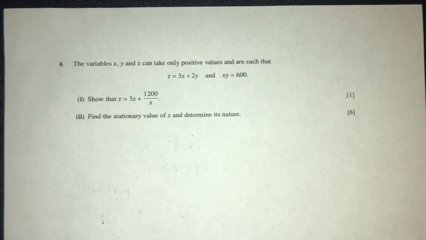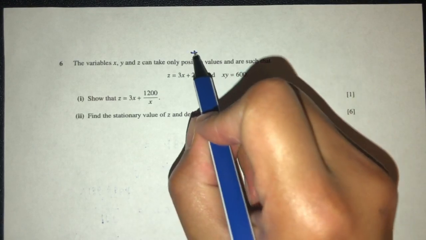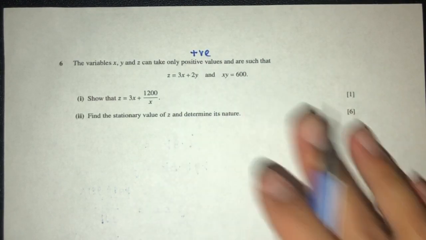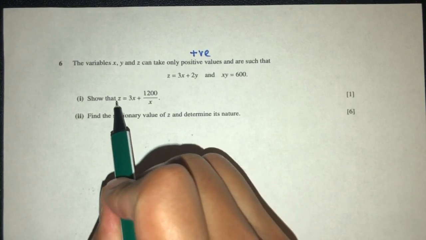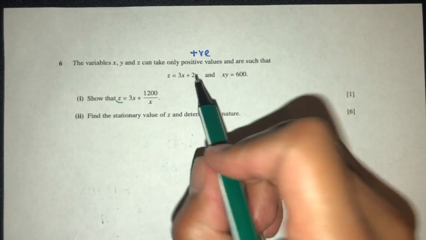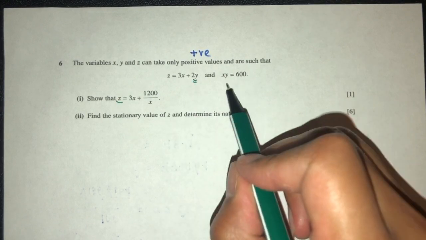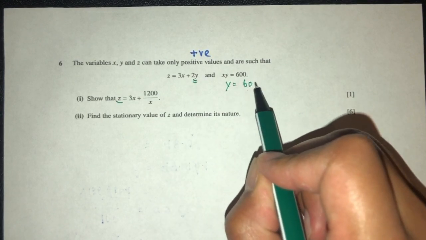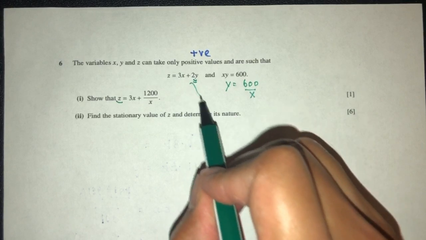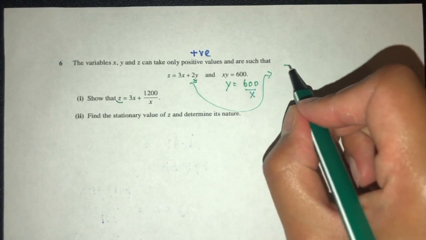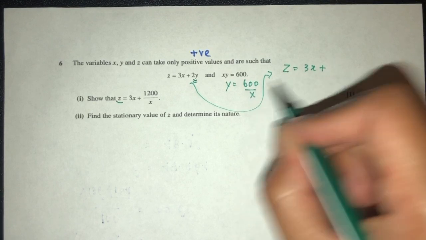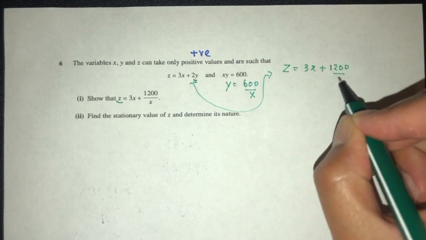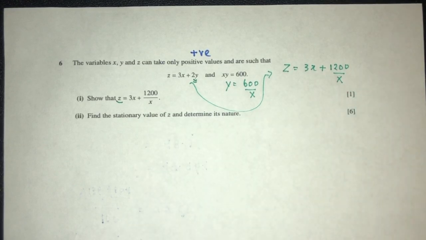The variables x and y and z can only take positive values. Okay, and it's such that we have these 2 equations right here. Now part 1, we have to try to express z in terms of x. Of course, so just replace y here. So y is equal to 600 divided by x. So from here, z will be 3x plus 2 times y, which is 1200 over x. This is shown as required.